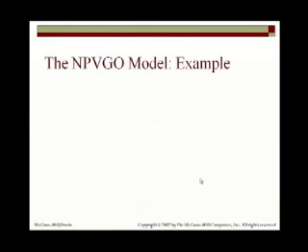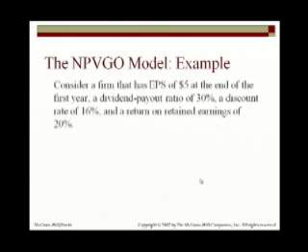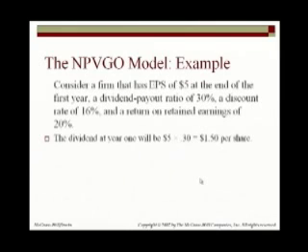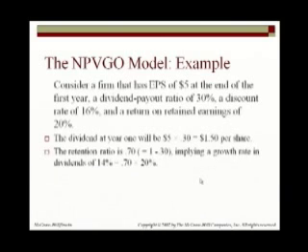Let's look at a firm that has an earnings per share of $5 at the end of a year. That would be D1. The dividend payout ratio is 30%, the discount rate is 16%, and the return on retained earnings is 20%, sometimes referred to as return on equity. Now, first of all, the dividend will be equal to the earnings per share times the payout, or $5 times 30 cents, or $1.50 per share. And the retention ratio will be 1 minus the dividend payout ratio, or 70%, and the growth rate should be equal to the retention ratio times the return on equity, or about 14%.